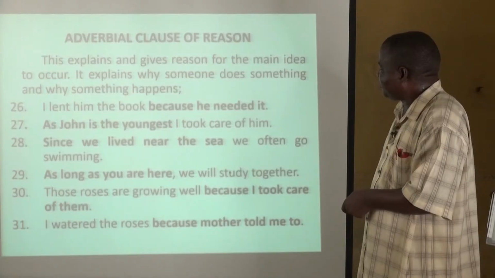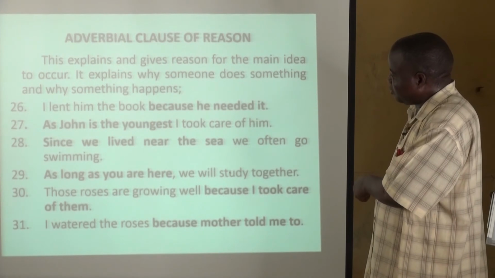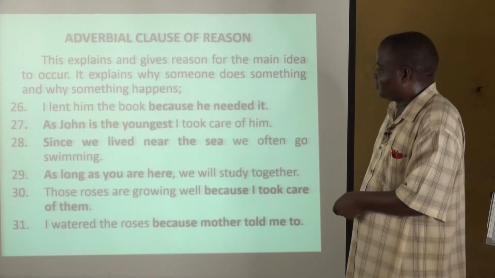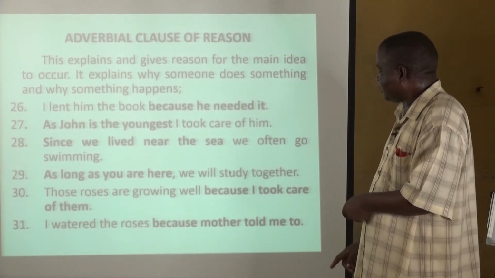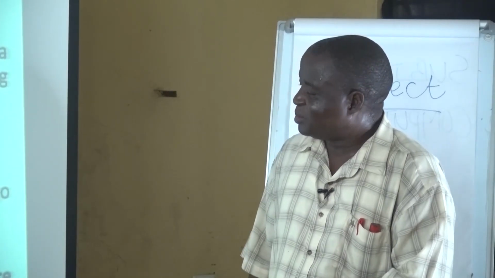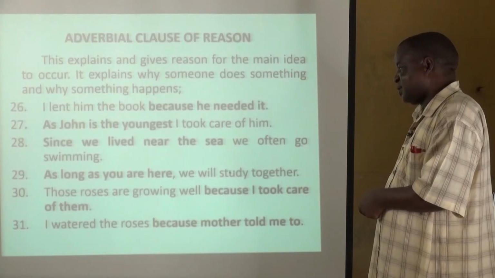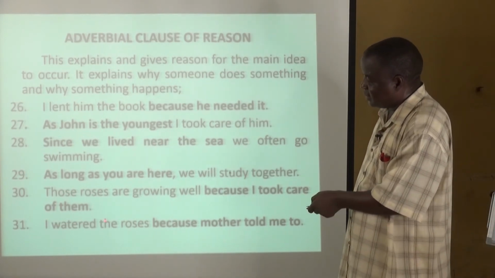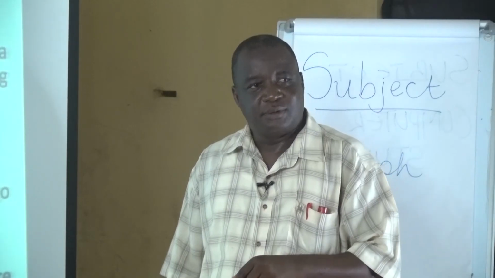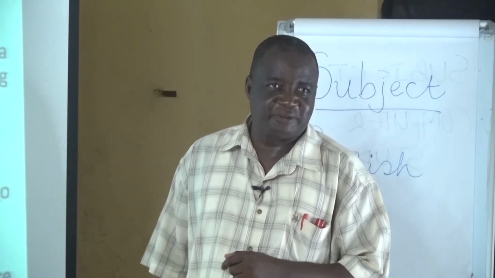Our adverbial clause of reason is "because I took care of them." Because I took care of them modifies the verb "are growing." 31. I watered the roses because mother told me to. Adverbial clause of reason: because mother told me to. And our verb that is modified by this is "watered." Now, water is a noun, which is modified by adding -ed at the end of it, so it becomes a verb.